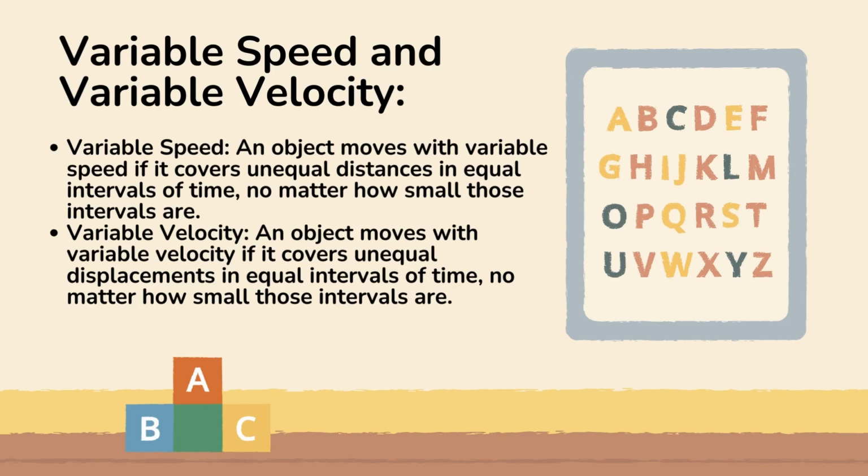Next is variable speed and variable velocity. An object moves with variable speed if it covers unequal distances in equal intervals of time, no matter how small those intervals are. An object moves with variable velocity if it covers unequal displacements in equal intervals of time, no matter how small those intervals are.